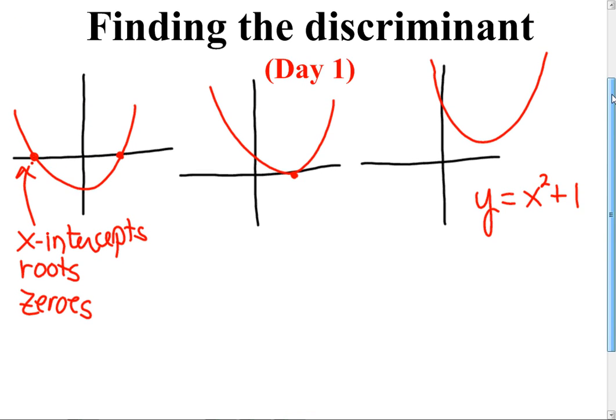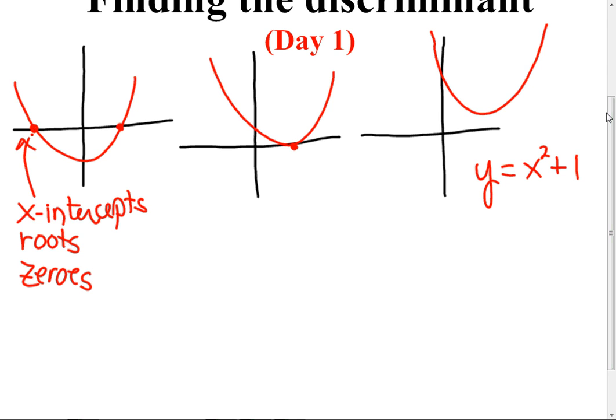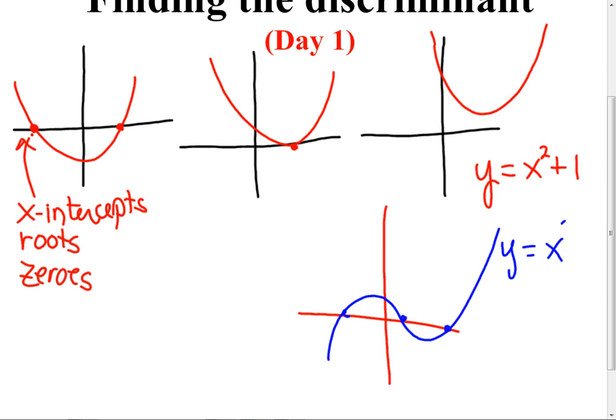Can you get more? 2, 0, 1. What if I had a cubic equation? How many does this one have? 3. Okay, that's y equals x cubed plus some other stuff. This tells you how many roots there might be. That's the fundamental theorem of algebra. It doesn't guarantee you will have 3, but you might have 3.